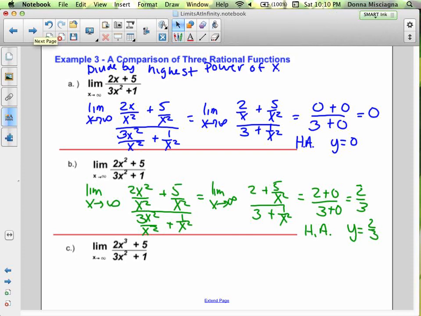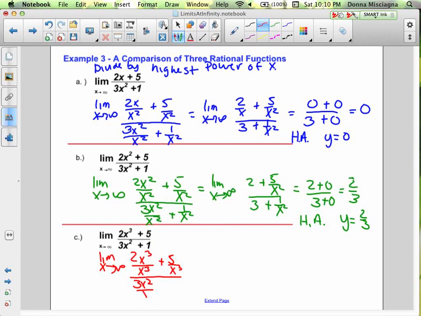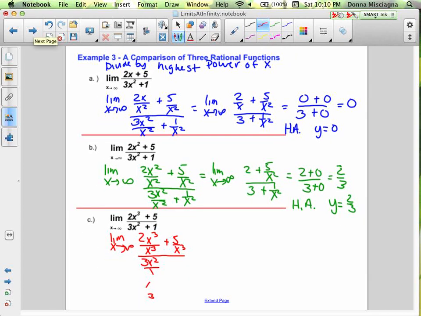Let's look at the last one. So we have the limit as x approaches infinity of 2x cubed divided by x cubed, that's the highest power, plus 5 divided by x cubed, all divided by 3x squared divided by x cubed, plus 1 divided by x cubed. Well, it's going to expand my board, that's what it's going to do. And that's going to be the limit.